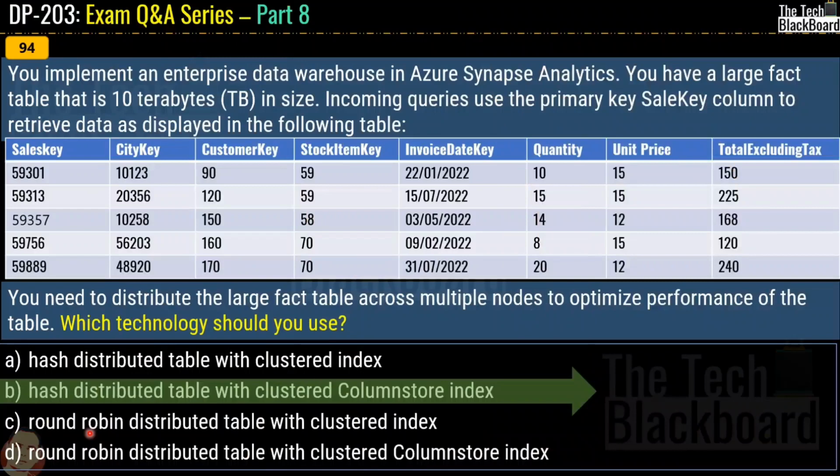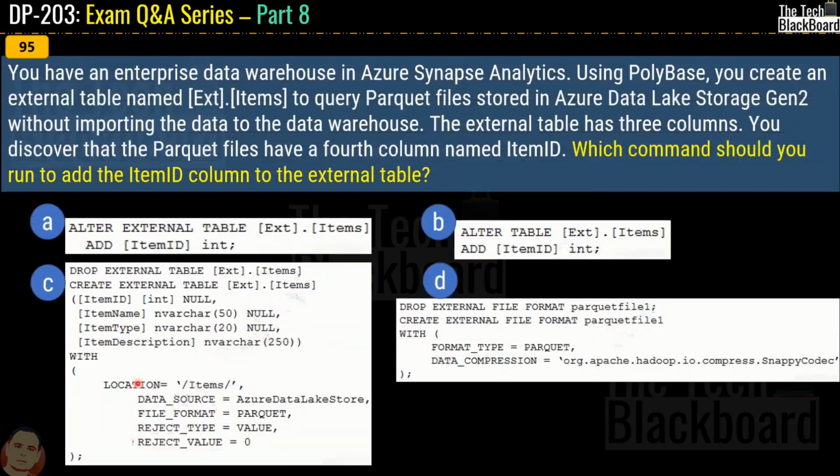Coming back to the presentation, here I just wanted to add that, friends, the options C and D, which are talking about round robin distributed tables. So basically round robin distributed tables are useful for improving loading speed. And now let's move on with question number 95.